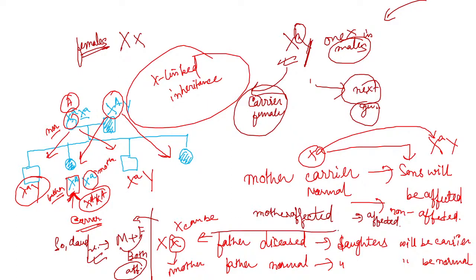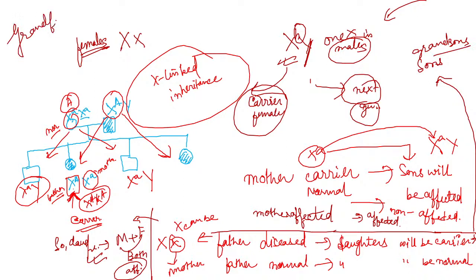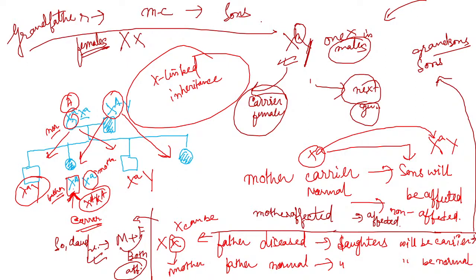But if the father is affected and diseased, then the daughters will be carriers. The daughter will not be affected by the father. The daughters will only carry the genes, and the daughter will transfer the genes to the grandson. This carrier female will transfer the genes only to the grandson, not to the granddaughters. So if the grandfather has a disease, your mother will be the carrier, right? And you will have the disease if it is an X-linked dominant disease.